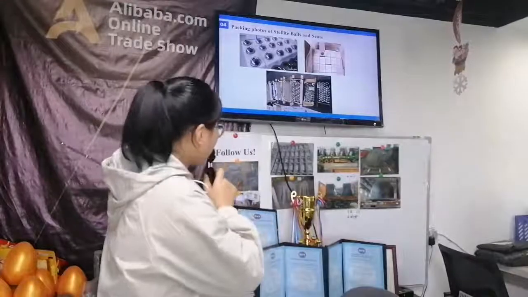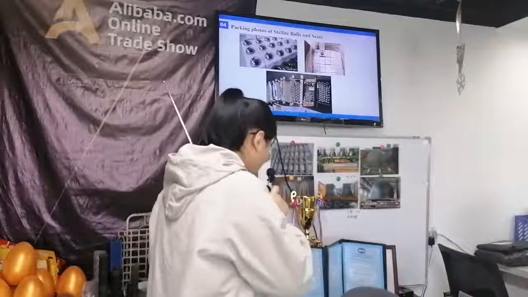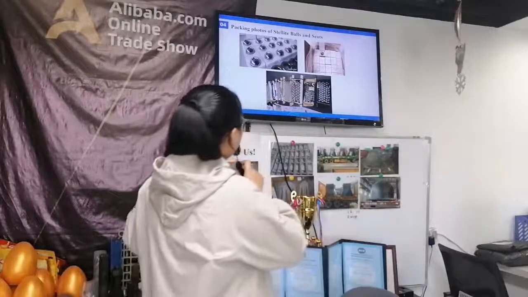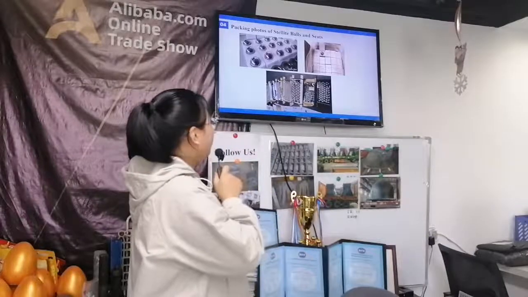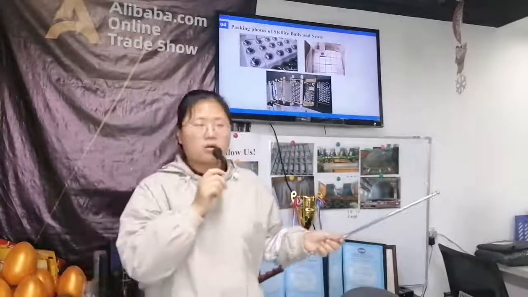Next, packing photos for Stellite balls and seats. You can see these photos. We have two types of packing. One is cotton, the other is wooden box.